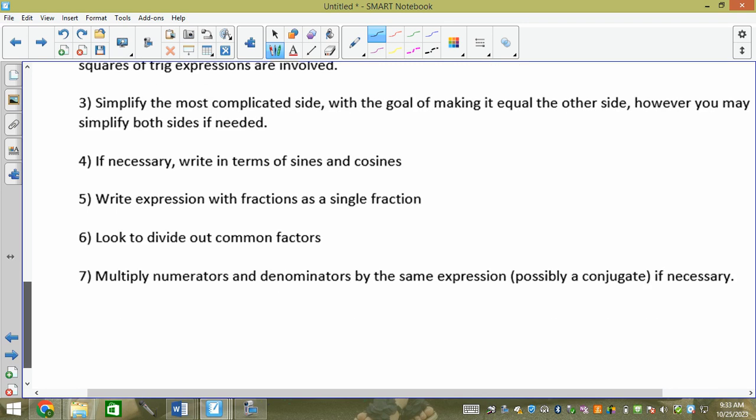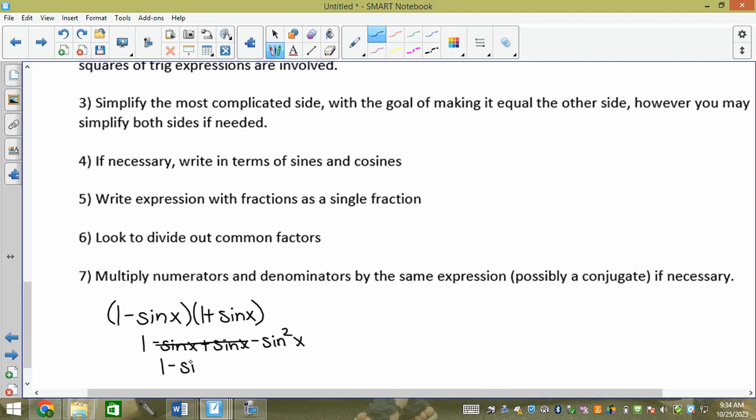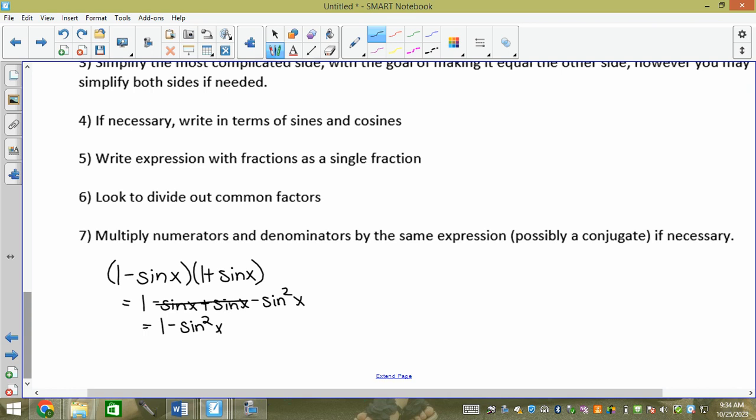So an example might mean, if I have 1 minus sine x, and I don't have any clue what I could do, well, I could actually multiply by 1 plus sine x, because when I FOIL that out, I get 1 minus sine x plus sine x minus sine squared x. Correct? These cancel, and I'm left with 1 minus sine squared x. And what does 1 minus sine squared x equal? I hear people whispering it. Cos squared x.